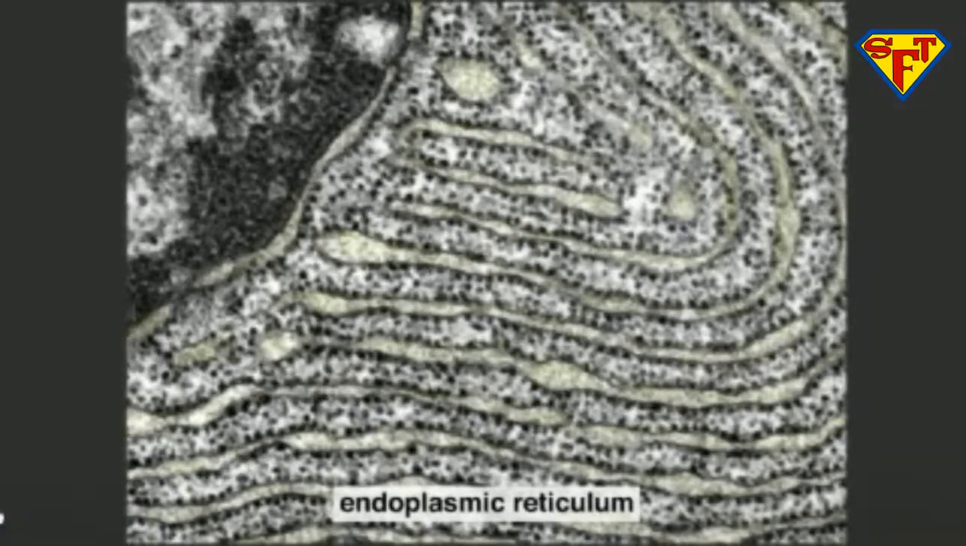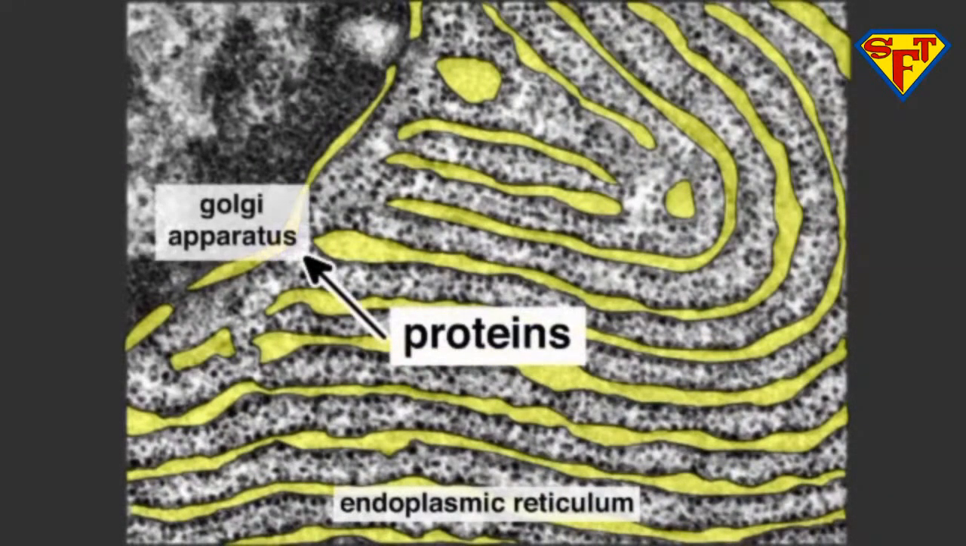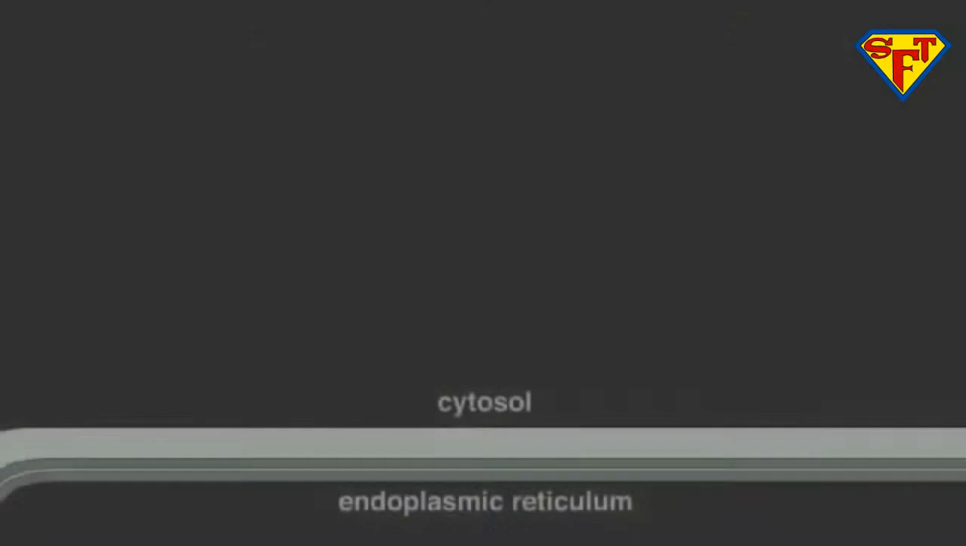The endoplasmic reticulum, or ER, is the most extensive membrane system in eukaryotic cells. Proteins transported to the Golgi apparatus, endosomes, lysosomes, and the cell surface all must first enter the ER from the cytosol.